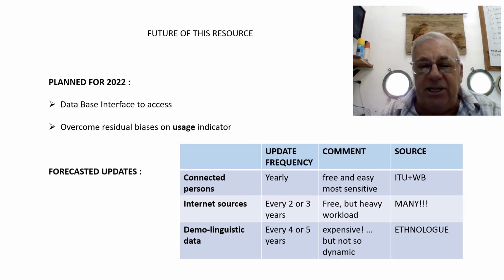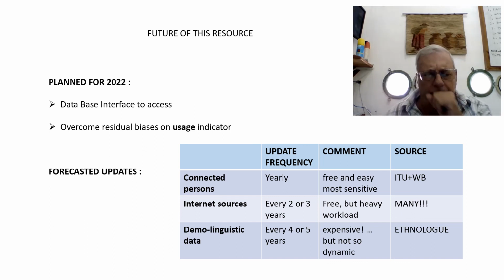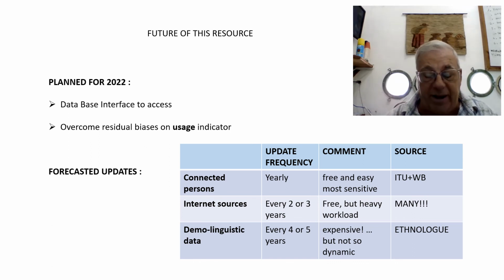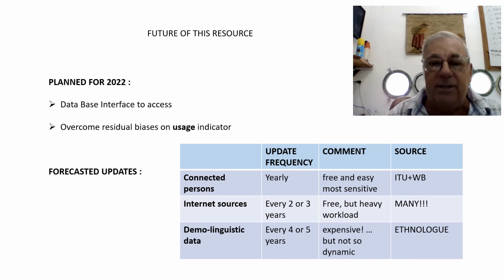And the demolinguistic data, which is not evolving so fast, except during crises like today in Ukraine, we use every 4 or 5 years because it is quite expensive.